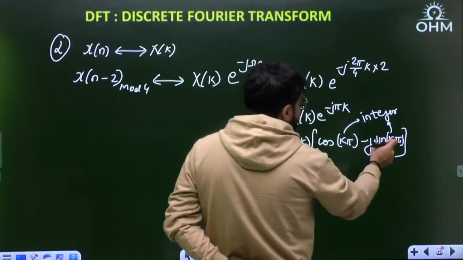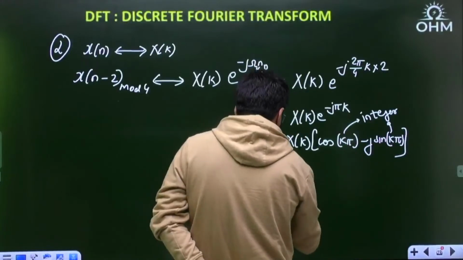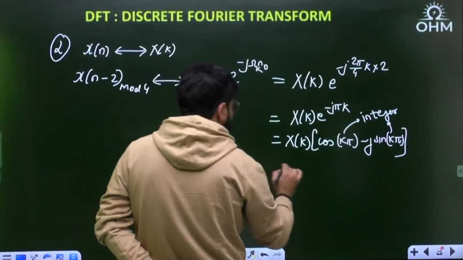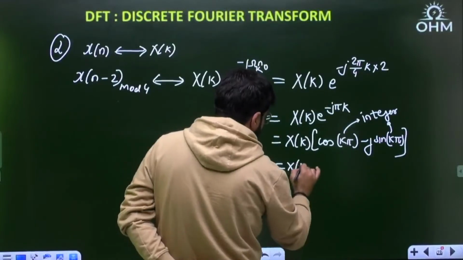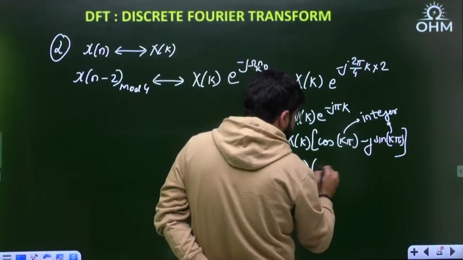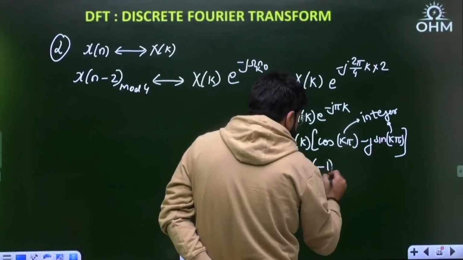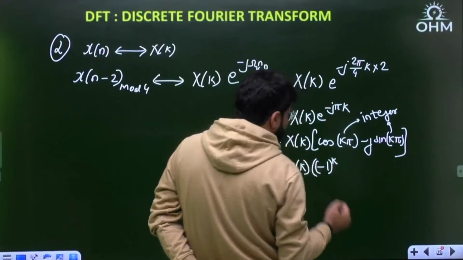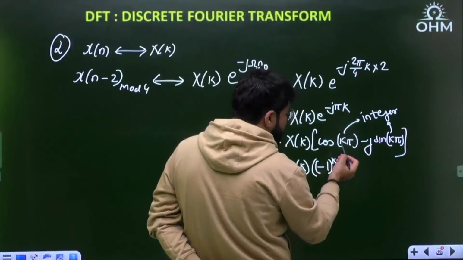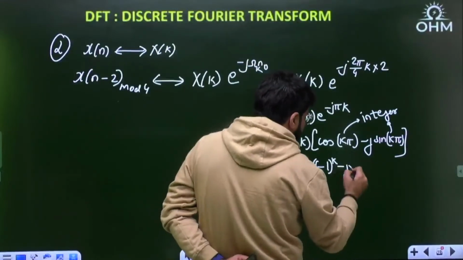Okay, so integer multiples of pi, like sin pi, 2 pi, 3 pi, 4 pi, are all 0. Okay, cos k pi. So cos pi is minus 1, cos 2 pi is again 1. So it alternates plus, minus. It will actually be given by minus 1 power k. For any odd k, the answer will be minus 1. For any even k like 2 pi, 4 pi, 6 pi, the answer will be plus 1.